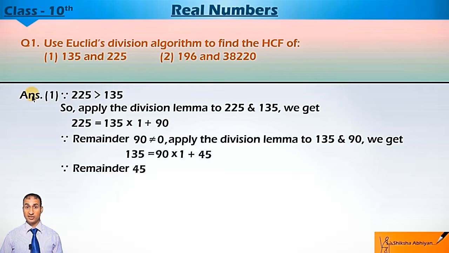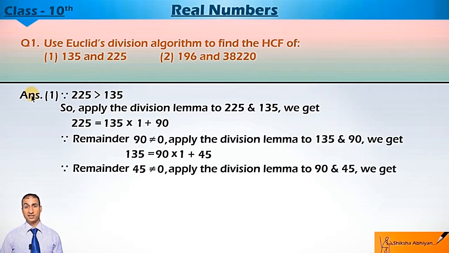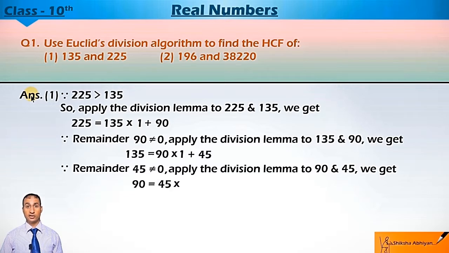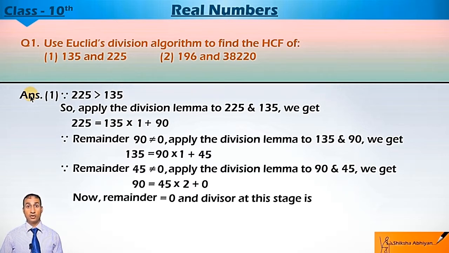Again, remainder 45 is not equal to 0, so apply division lemma to 90 and 45. So here 90 is dividend and 45 is divisor. We get 90 is equal to 45 into 2 plus 0. Here 45 into 2 is 90 and plus 0 remainder. So remainder is equal to 0 and divisor at this stage is 45. So HCF of 225 and 135 is 45.